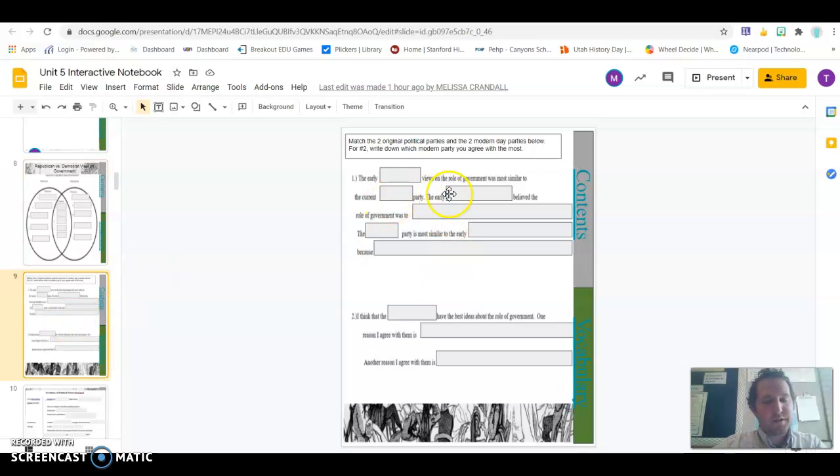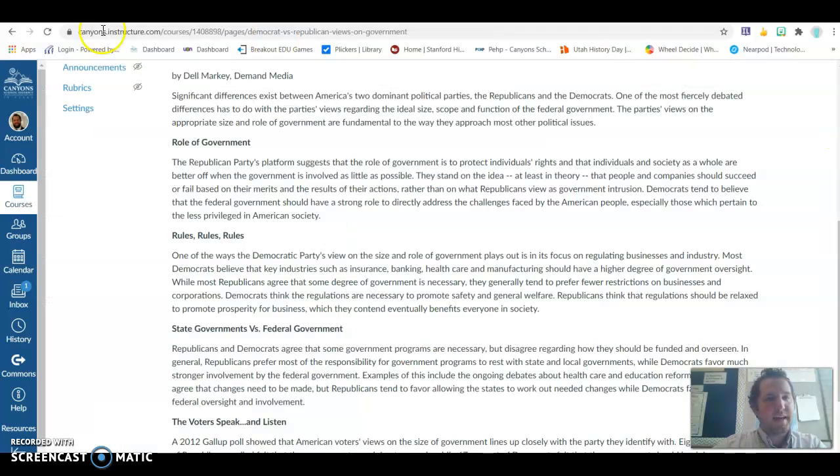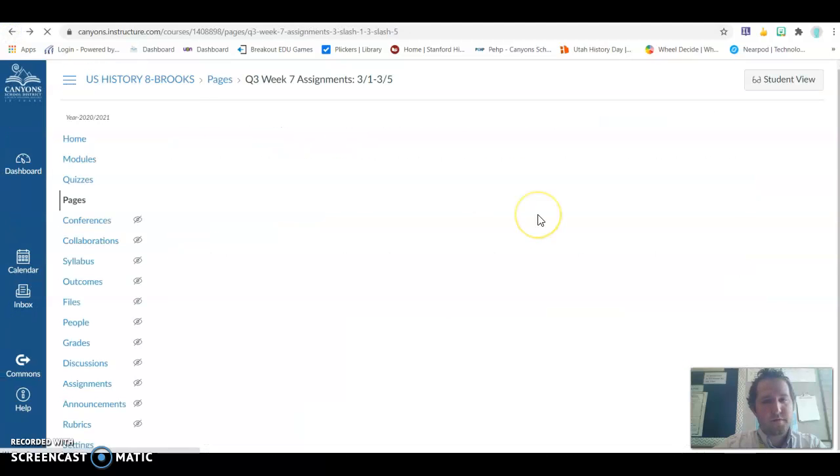You're then going to fill out slide 9, which compares the first political parties, which you learned about last week, to the current political parties. Which of the first is most similar to which of the current? And then which side, from what you know so far, do you think you agree with more, and why? So that is for Tuesday.